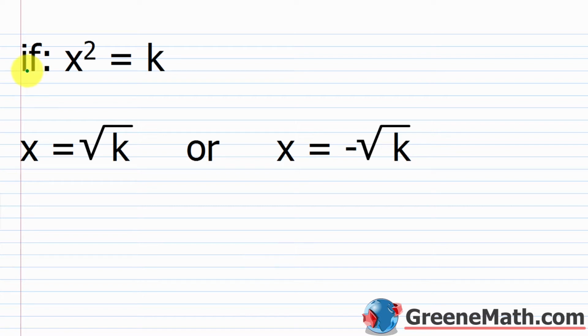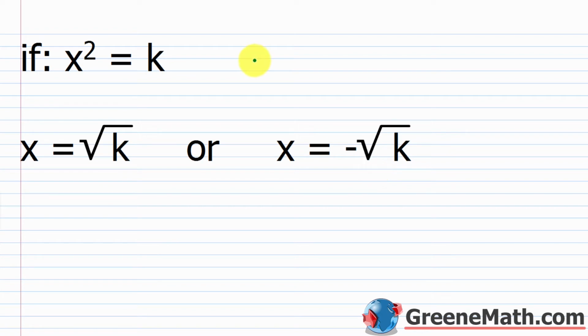So essentially, if we have a variable like x and it's being squared and it's set equal to some number k, then we can solve this equation for x and say that x is equal to the square root of k or x is equal to the negative square root of k. So it's very important to understand why we have these two square roots here, right? The principal and the negative.